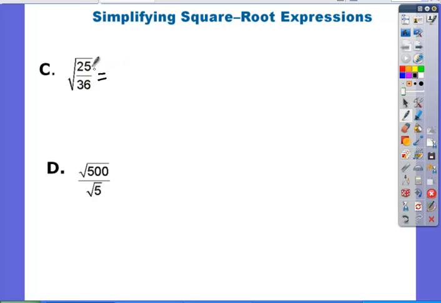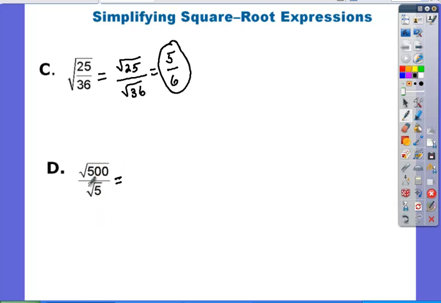So anytime I see this, I can rewrite it as the square root of 25 divided by the square root of 36. So from here, I know that the square root of 25 is 5, and that the square root of 36 is 6. And so this ends up being my final answer of 5 over 6. Pretty easy.